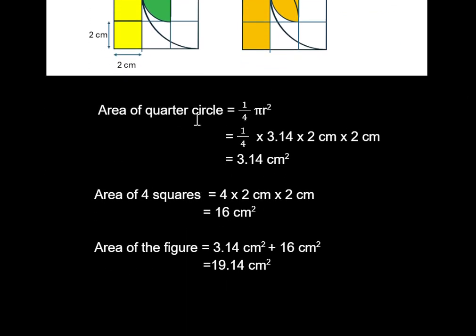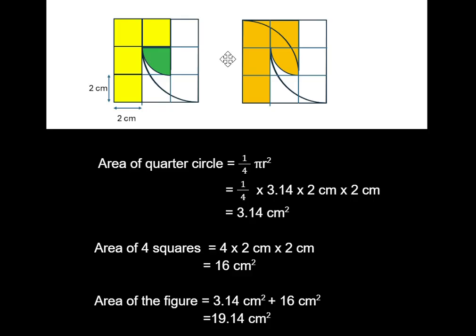The area of a quarter circle is one quarter pi r squared. So pi, I take 3.14. The radius of this circle is 2 centimeter, so 2 centimeter times 2 centimeter. So you get 3.14 centimeter square. So this green little quarter circle here is 3.14 centimeter square.